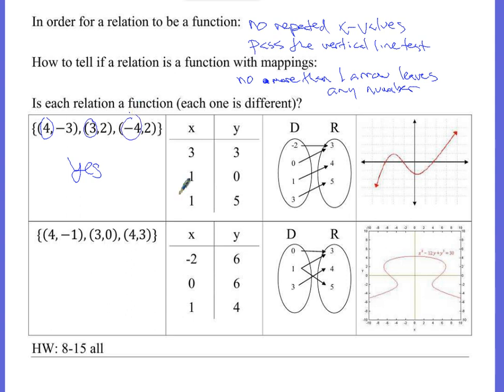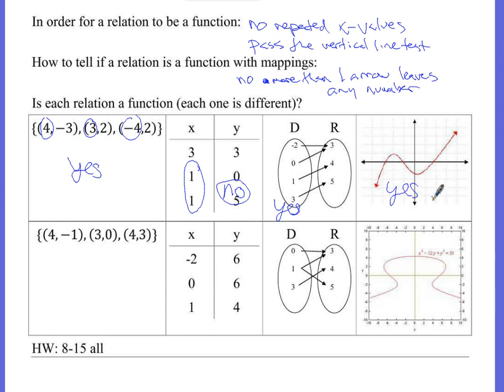How about this table? Is this a function? No. Why not? Yeah, in the x column we have repeated ones here, so this one is no. How about this mapping? Is that a function? Yes, because if you look at the domain, there's only one arrow coming out of each one of these numbers, so this one is yes. And how about this last one? Is this one a function? Why is this one a function? It passes the vertical line test, so that's a yes.